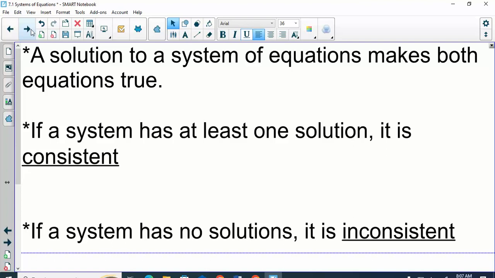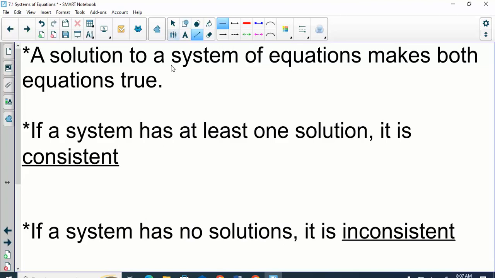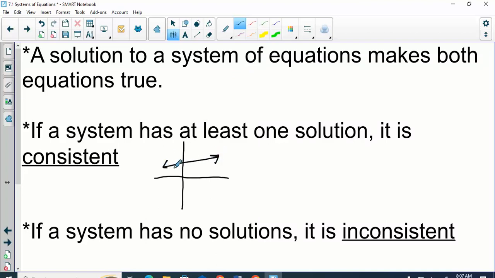We have two situations. If you have a solution, that is called a consistent system. So if it has a solution, it is consistent. In terms of a graph, you mentioned graphing is one of the options for solving these. If it's consistent, you're going to graph your two lines and they meet somewhere.